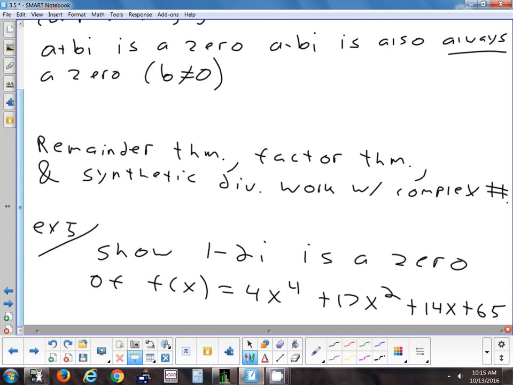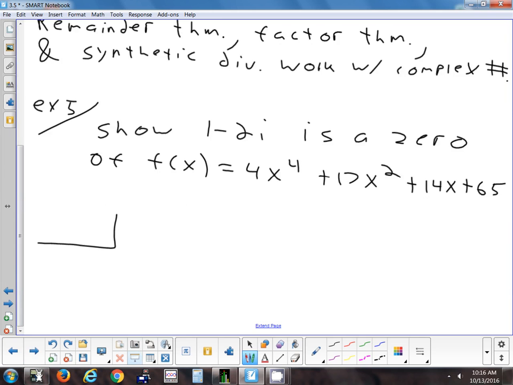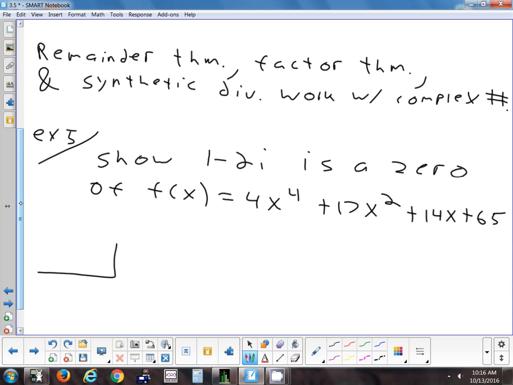All right, so I want to show that 1 minus 2i is a root, or a 0 of that polynomial. Okay, and I'm going to do it with synthetic division. Okay, so you put your root on the outside. Okay, what's the root that I'm hoping is a 0 here? 2i? Nope, 2i is not a root. What else? 1 minus 3? Negative 1? So 1 minus 2i.